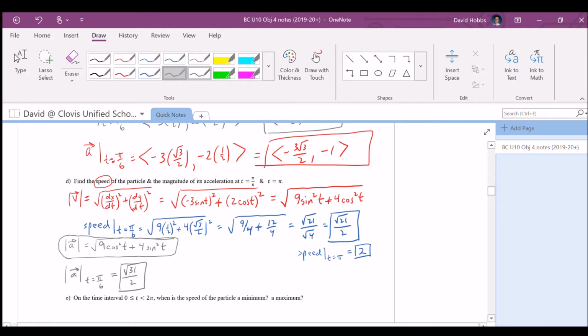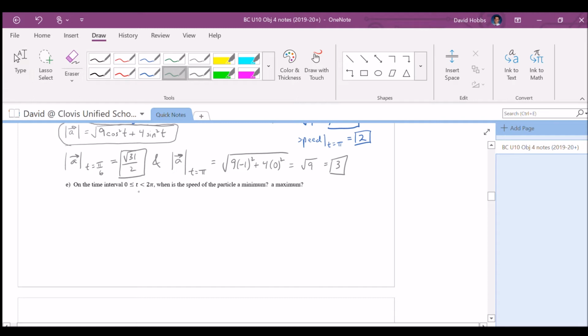Let's work through the other one, the magnitude of the acceleration at t equals pi. So that's going to be the square root. Okay, cosine of pi is negative 1, so 9 times negative 1 squared plus, and then we have sine of pi, which is 0 squared, so we get the square root of 9, which is 3.